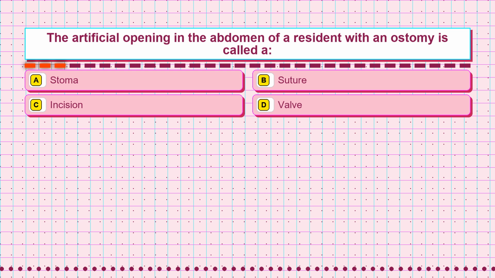Question 19. The artificial opening in the abdomen of a resident with an ostomy is called a. Option A, a stoma. Option B, suture. Option C, incision. Option D, a valve.